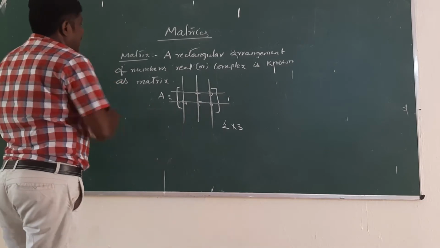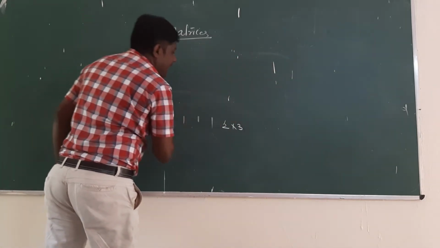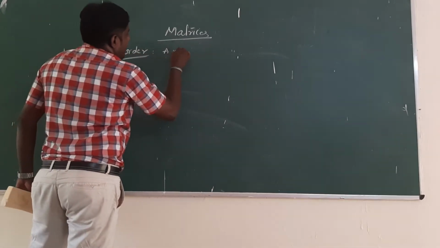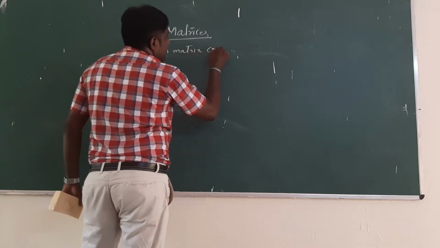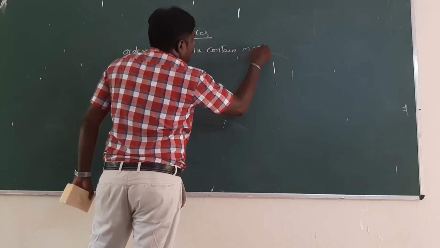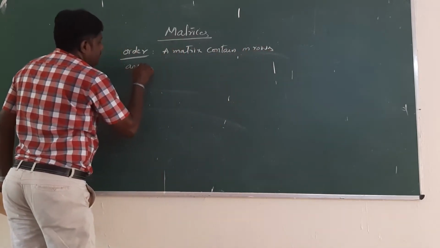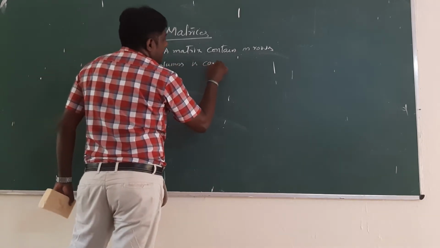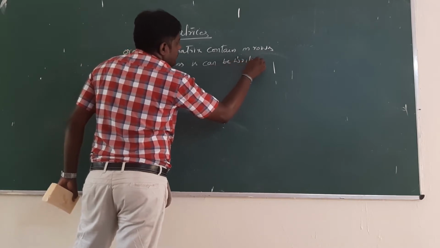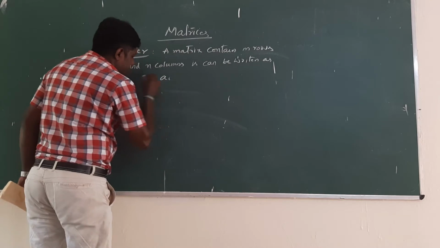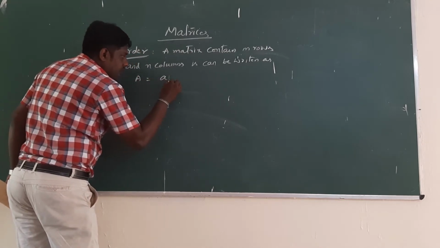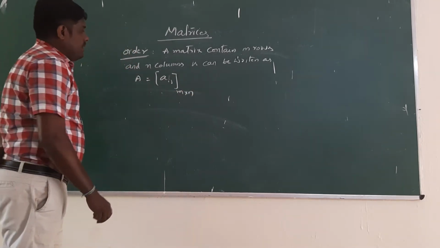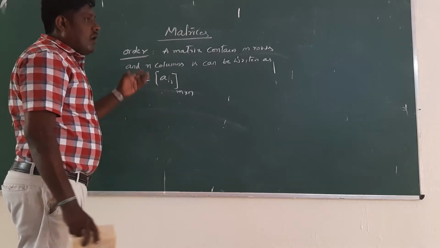If a matrix contains m rows and n columns, it can be written as matrix A equals Aij, an m by n matrix. This is called the order of the matrix.